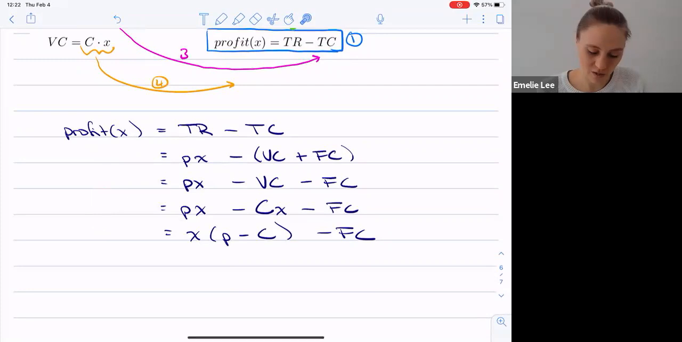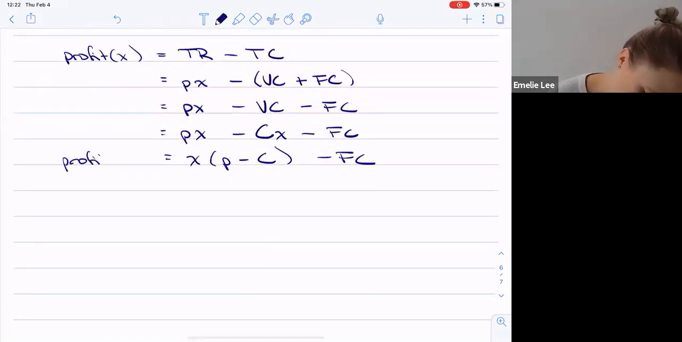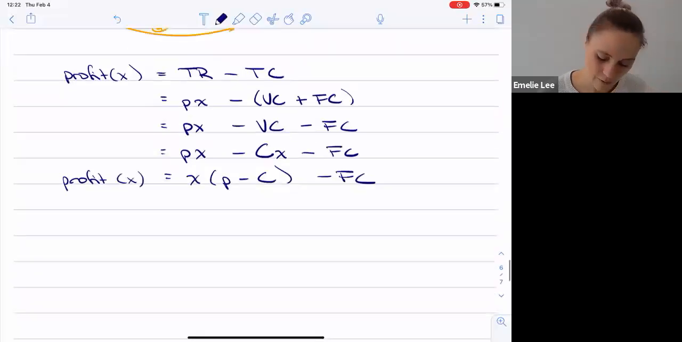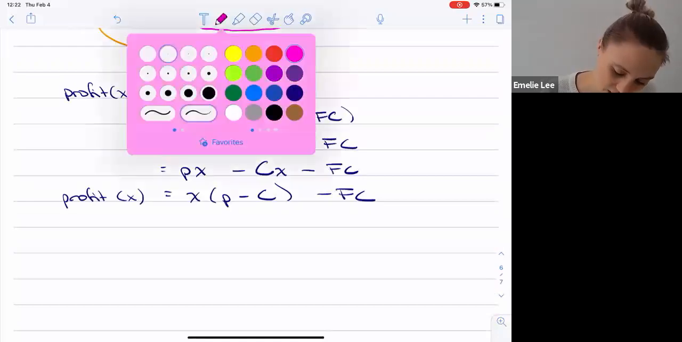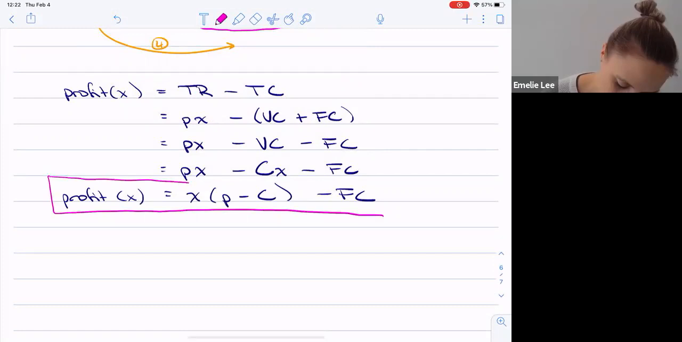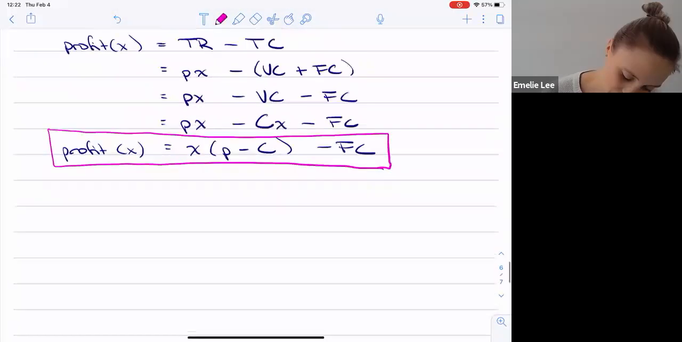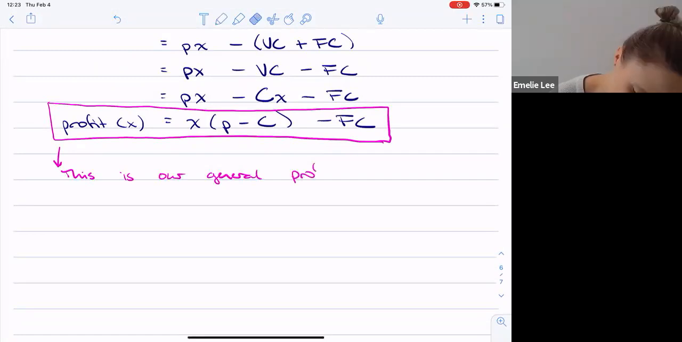But so now what I'm going to do is I'm going to write out, I'm not going to write it on every line, but the profit of X is going to be X times P minus C minus the fixed cost. This is our general profit function.